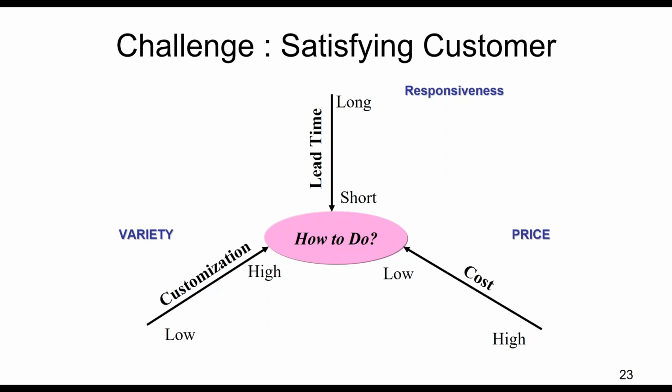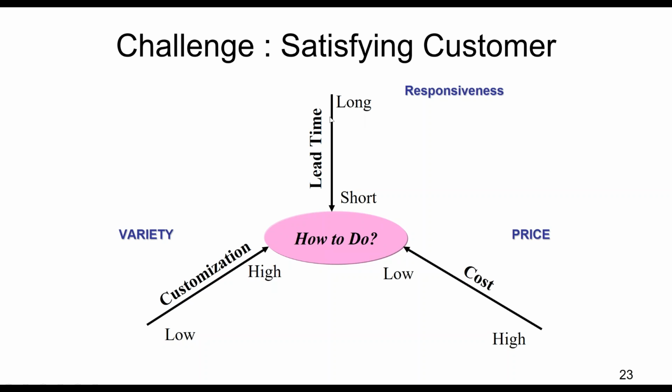Now, you talk about satisfying the customer, and when we say customer, do not think from the retailer perspective. Think from the perspective that somebody is going to buy from some other person. So it can be an industry, it can be a retailer, it can be a manufacturer, it can be anyone. So what does the customer need?